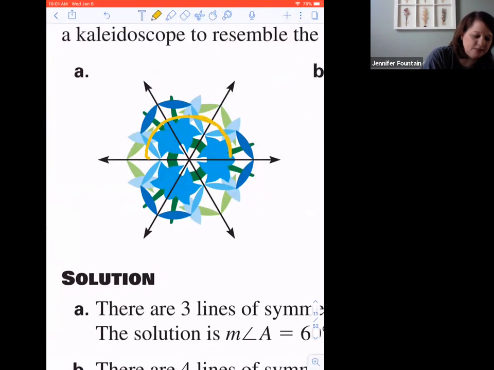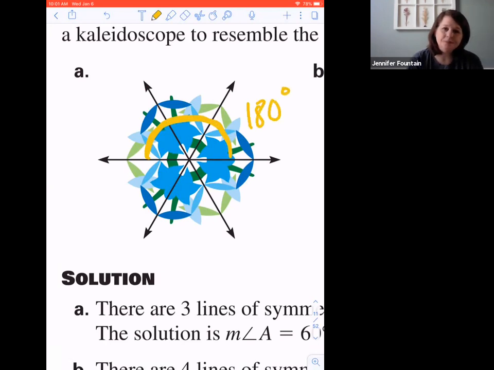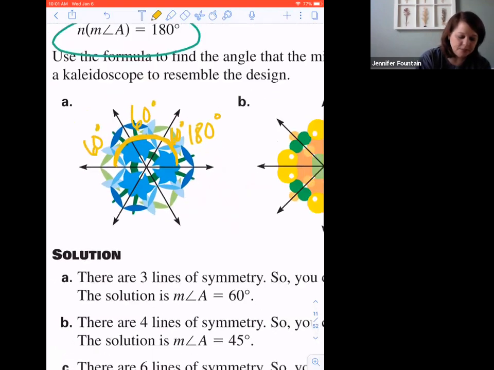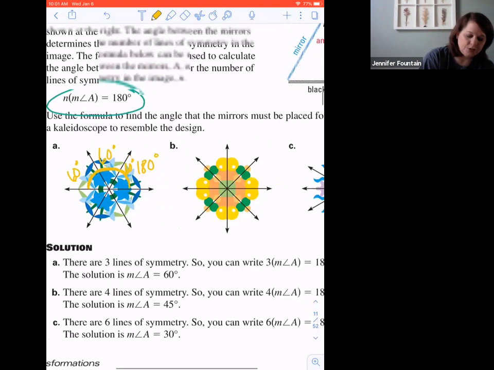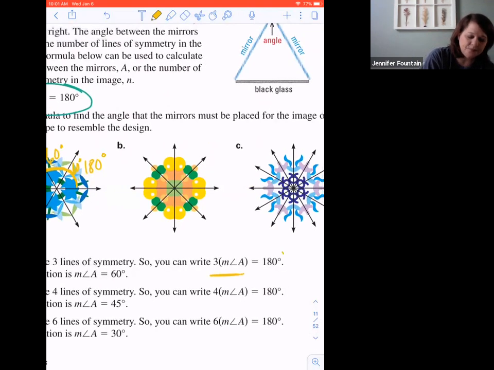If I'm looking at this angle measure here, what do I know the degrees of a straight line is? It's gonna be 180 degrees, right? And I can see that it's broken into 3 congruent parts. So that means that this is 60 degrees, this is 60 degrees, this is 60 degrees. Therefore, if I have 3 lines of symmetry, 3 times the measure of angle A equals 180, because 180 divided by 3 is 60 degrees.